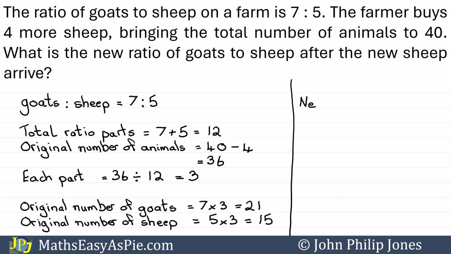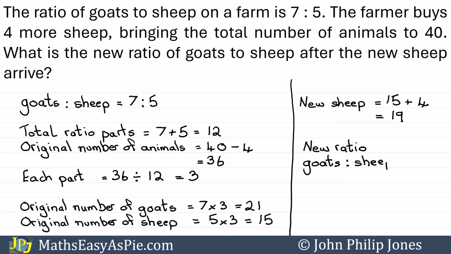So the number of new sheep is equal to 15 plus the number of sheep we added. And of course, 15 plus 4 is equal to 19. So the new ratio of goats to sheep is 21, which is the original number of goats, to 19, which is the new number of sheep we've just worked out.